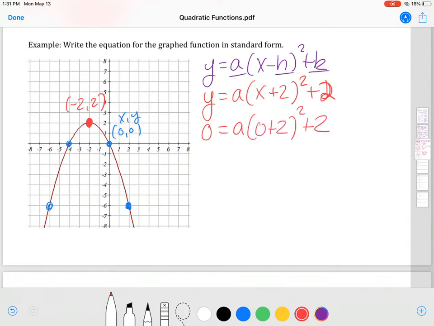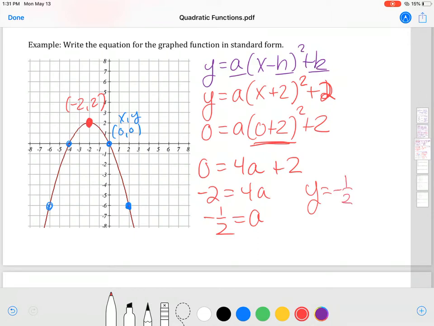So I have 0 plus 2 when I do the inside first. 0 plus 2 is 2. 2 squared is 4. So I have 4a. So I have 0 is equal to 4a plus 2. I'm going to subtract 2 from both sides. So when I divide by 4 on both sides to solve for a, I'm going to get -1/2. So my final answer is going to be y is equal to -1/2, then x plus 2 squared plus 2.